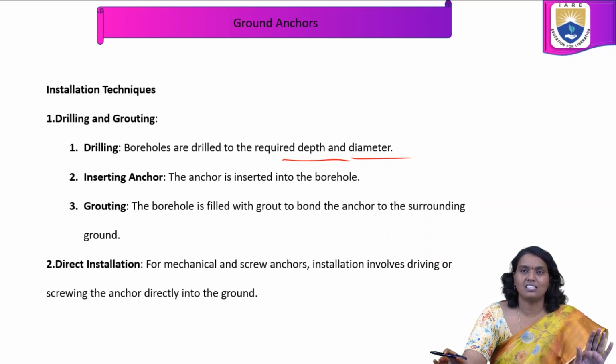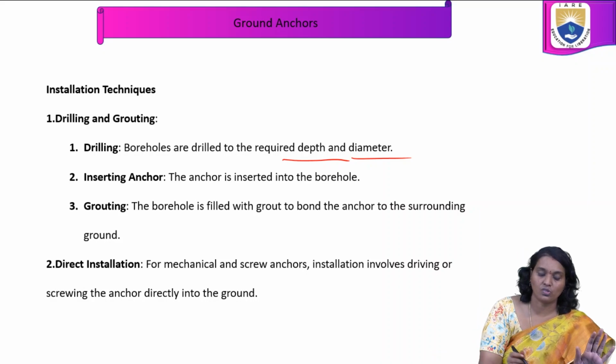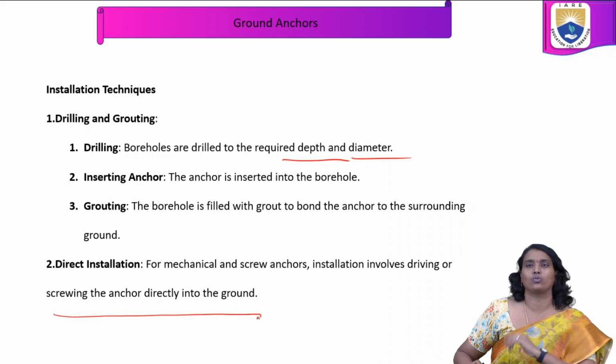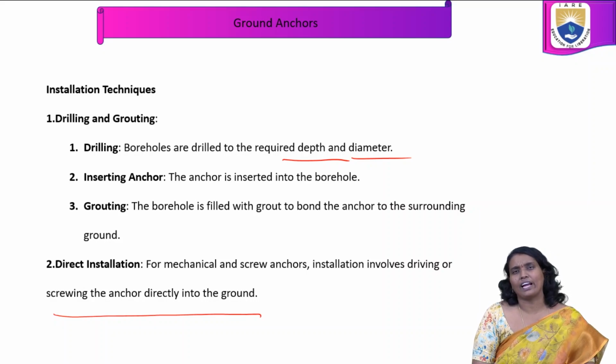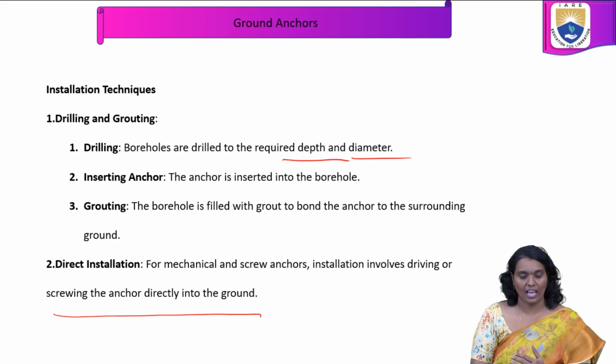In direct installation, mechanical and screw anchor installation involves drilling or screwing the anchor directly into the ground. Some types of ground anchors are installed directly. Those are mechanical and screw anchors.